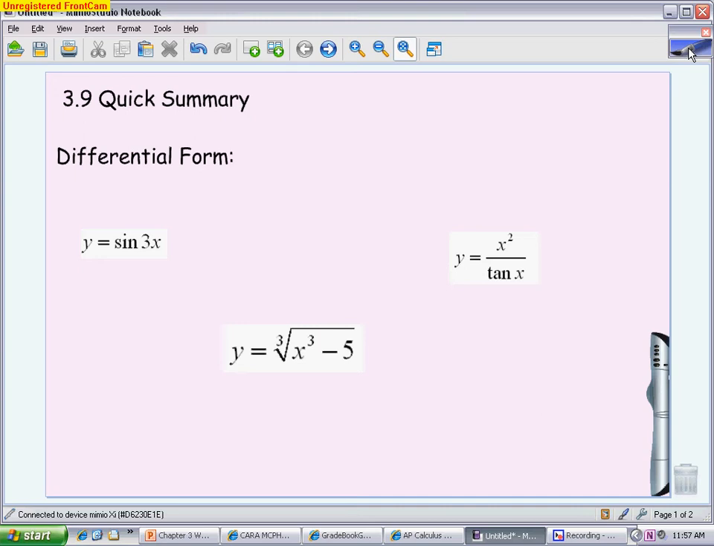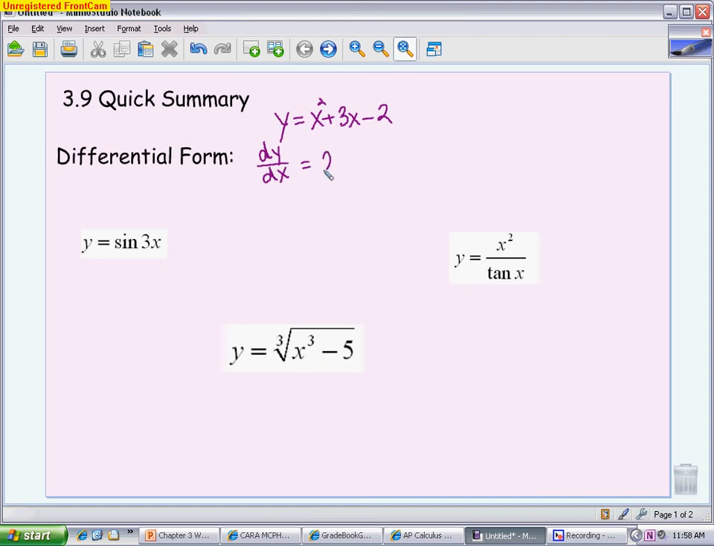So to give you an example of what differential form is, if my original function was something like y equals x squared plus 3x minus 2, and I said, what's the derivative? You would either write y prime, or for the sake of this lesson, I'm going to write dy dx instead, equals 2x plus 3. That's the form we're used to. We write the derivative, we either write y prime, dy dx, anything like that.